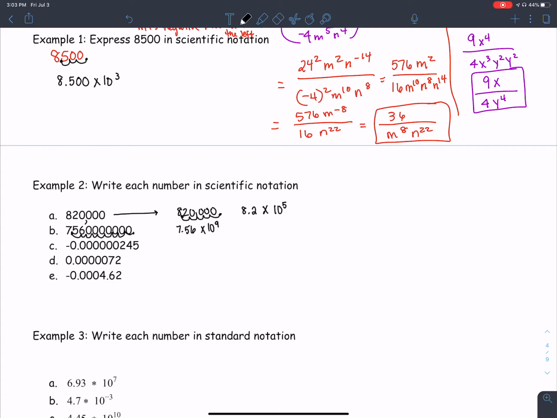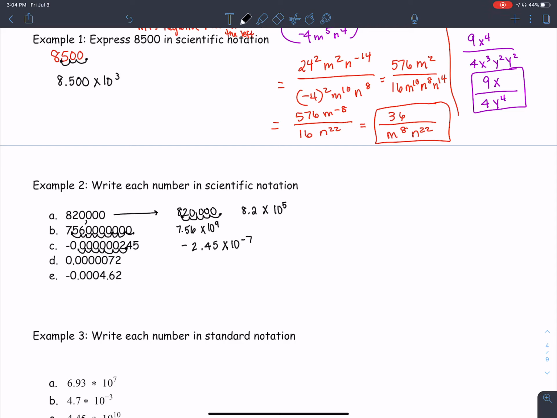Okay, now we're doing decimal numbers. So these are going to have negative exponents. Here we go. The decimal starts just where it is now. We actually have a decimal. So 1, 2, 3, 4, 5, 6, 7 gets us one number in front of the decimal point. The original number is negative, so negative 2.45 times 10 to the negative 7th.